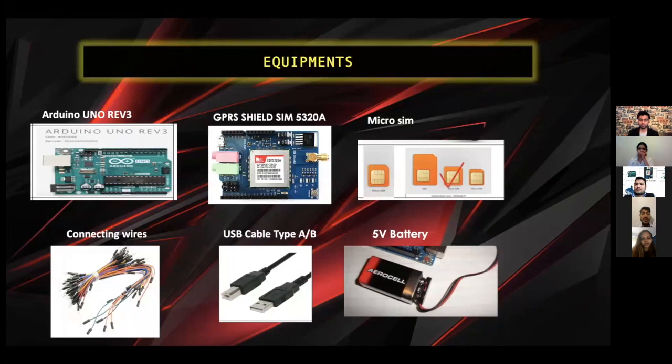These are the list of equipment that we are using in this project. The first one is the Arduino Uno R3. This is the microcontroller we are using in this process. The second one is the GPRS shield. This has embedded GPRS and GSM modules, which will be very helpful in sending the position of the children to the parents. The third one is a micro SIM. And we can see the other equipment like connecting wires, USB cable, and 5-volt battery in the picture.